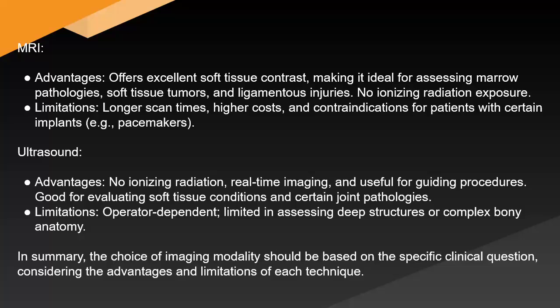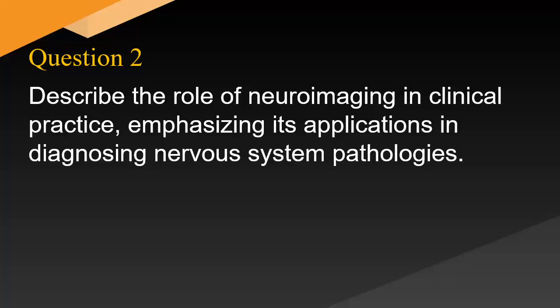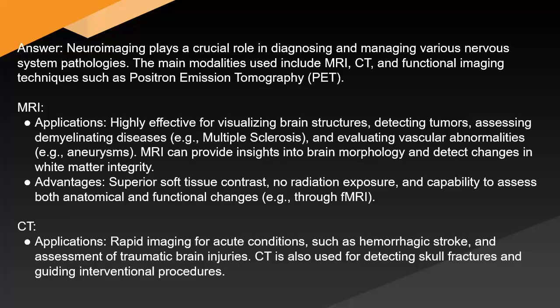In summary, the choice of imaging modality should be based on the specific clinical question, considering the advantages and limitations of each technique. Describe the role of neuroimaging in clinical practice, emphasizing its applications in diagnosing nervous system pathologies. Answer. Neuroimaging plays a crucial role in diagnosing and managing various nervous system pathologies.